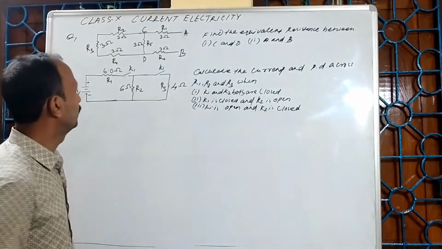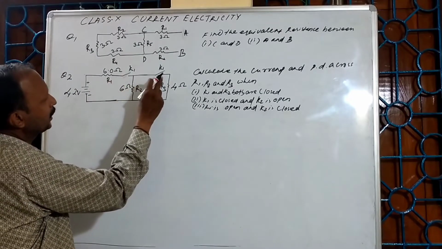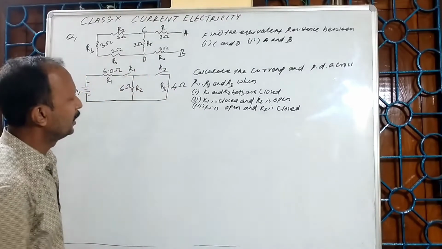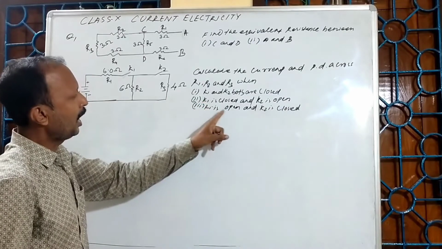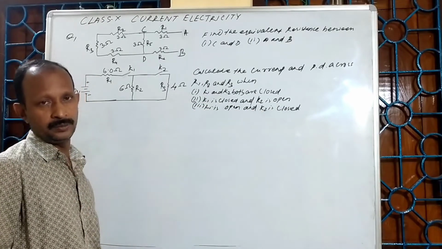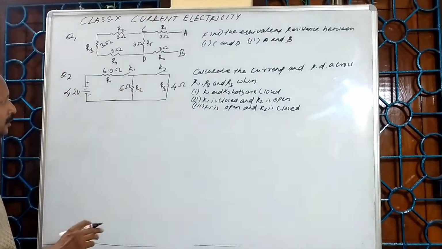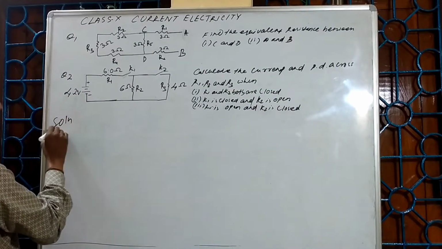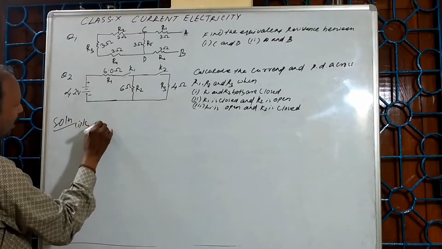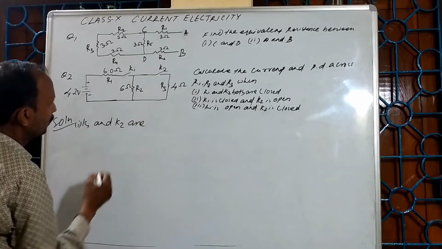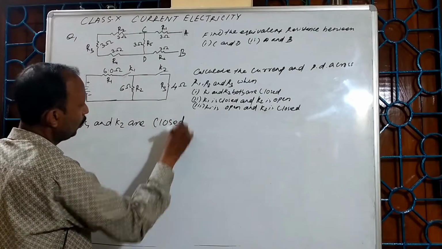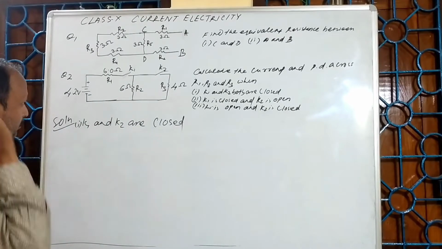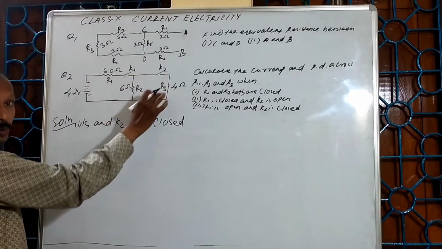That is the first condition. Second one, K1 is closed, K2 is open. Third case, K1 is open and K2 is closed. So listen carefully. The first question is when K1, K2 both are closed. If K1, K2 both are closed, that means the current will flow through this circuit.